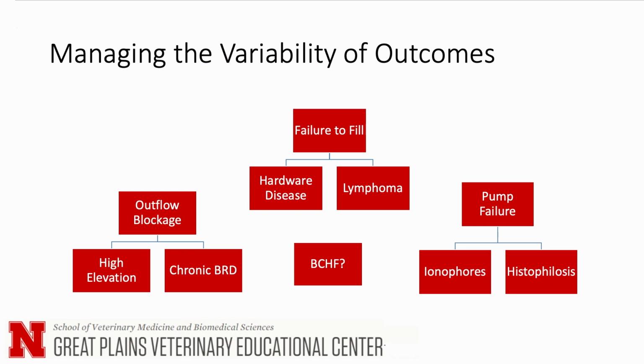This is basically a summary of some of those causes. So I've gone through all those. High elevation and chronic BRD. If you get a chronic pneumonia case, those can cause that outflow blockage. Hardware disease and lymphoma can cause the failure to fill. Ionophores like rumensin or lasalocid can cause that damage. And then some bacterial diseases like even blackleg can damage that pump itself.